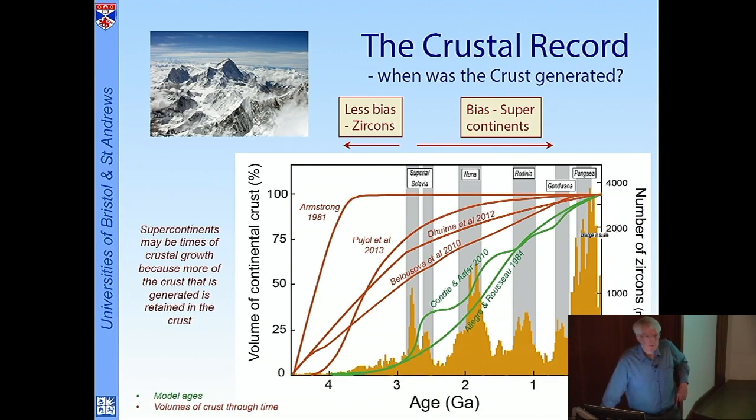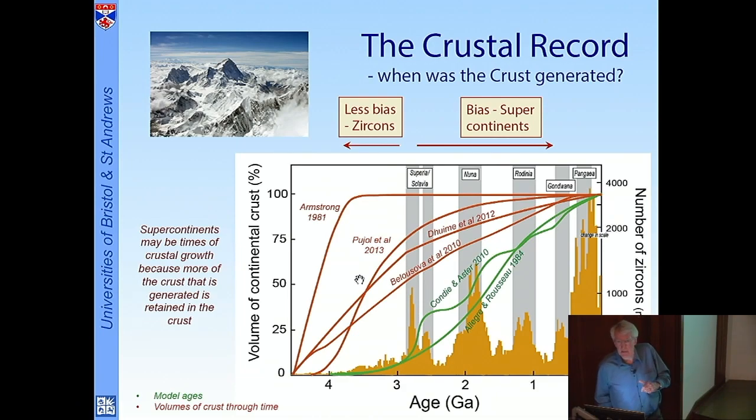That, then, is the record that we're dealing with. How, then, can we move forward, ultimately, to get to the onset of plate tectonics? One way is to begin to consider growth curves for the evolution of the continental crust, which are basically curves about when volumes of continental crust were generated, as we move from some start down here before 4 billion years to the present volume of the continental crust up here at 100%.